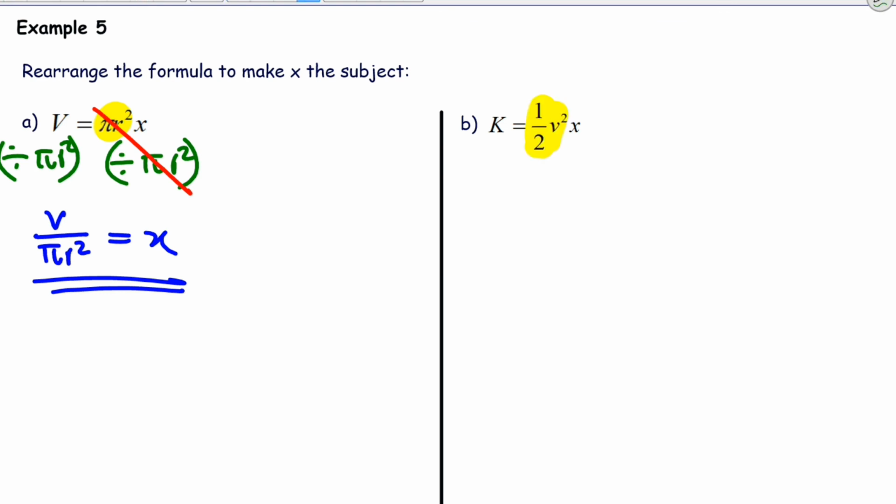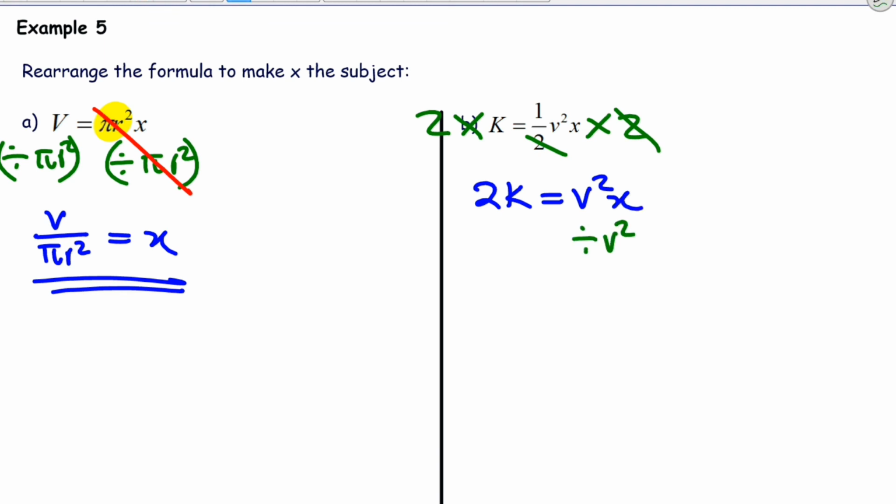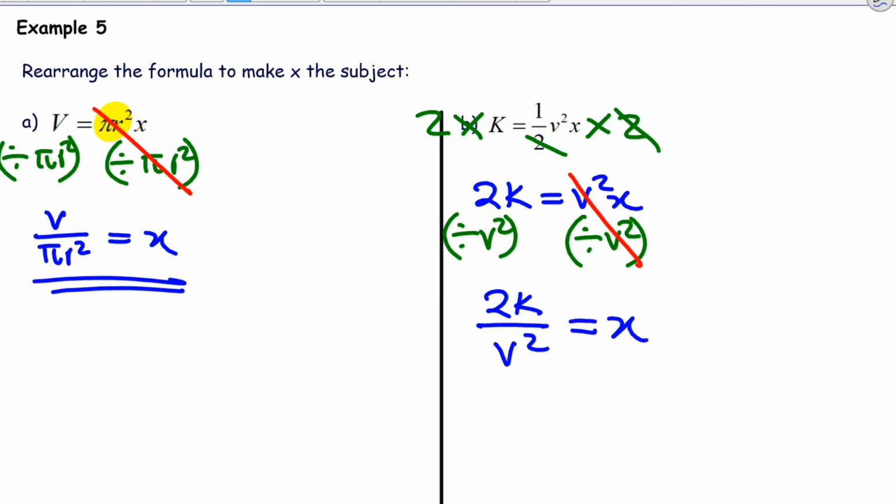Example 5b, the easiest way is you can start by getting rid of the fraction, the denominator, which is 2. And that will be multiplying the left and the right by 2. So a half of 2 is 1. So we are left with 1 on the right, which means our resulting equation will be 2k is equal to v squared x. The opposite of multiplying by v squared is dividing by v squared. So we divide by v squared on each side. And by the way, v squared divided by v squared will be equal to 1. So what we shall end up with is 2k over v squared is equal to x. And that will be our final solution.